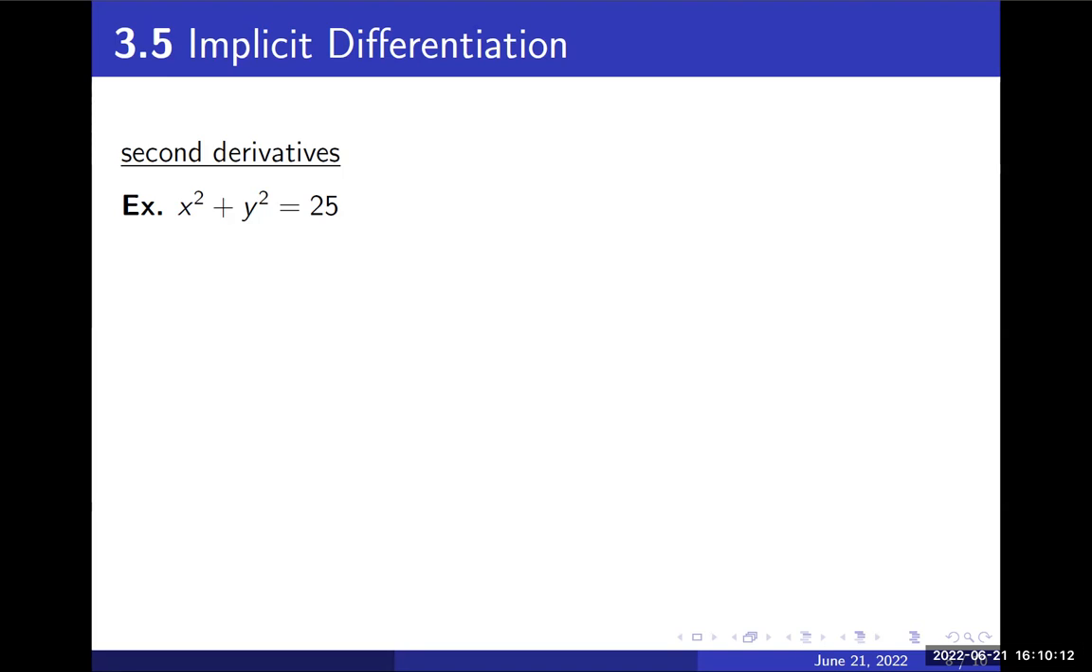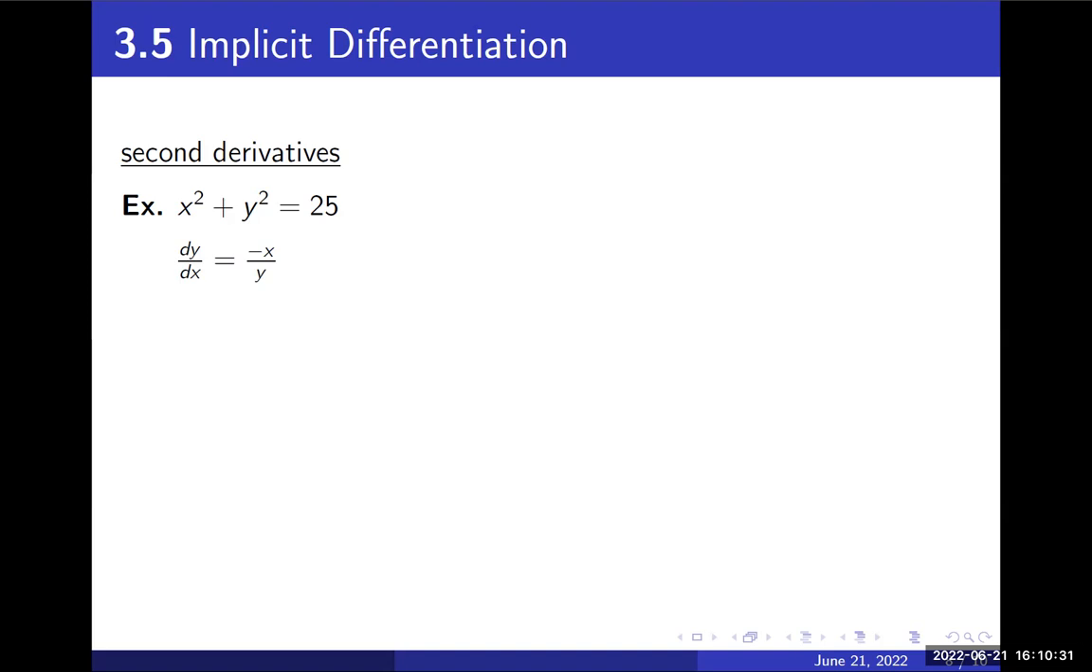Let's look back at our first example, x squared plus y squared equals 25. So we found the first derivative. I'll skip all of the steps to get to here. We found it as dy over dx equals negative x over y in the end. So how would you take a second derivative?